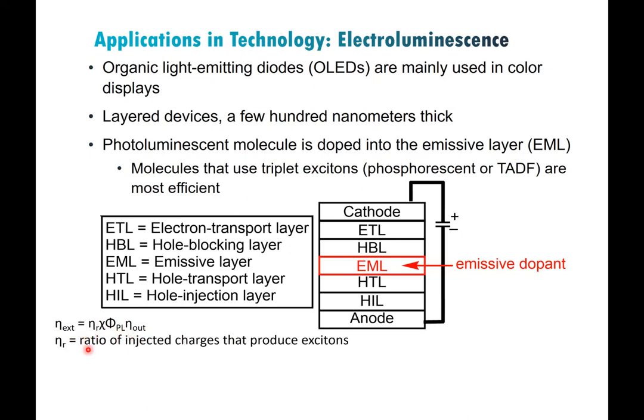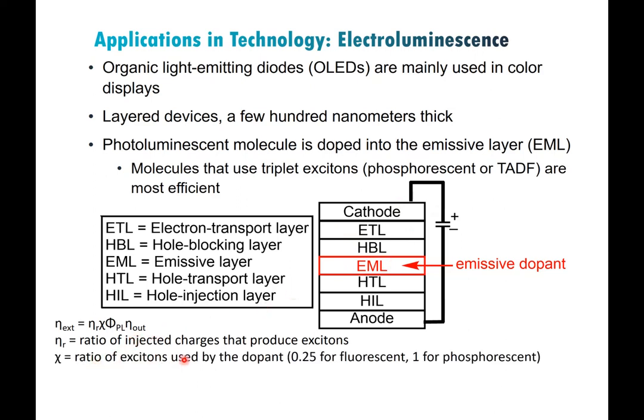So eta R is the ratio of injected charges that produce excitons. Again, we talked about the importance of having often multiple layers to ensure that this value is as high as possible, that every time you inject a charge into the anode and the cathode, those recombine only in the emissive layer to form an exciton. They're not recombining before that and wasting electricity.